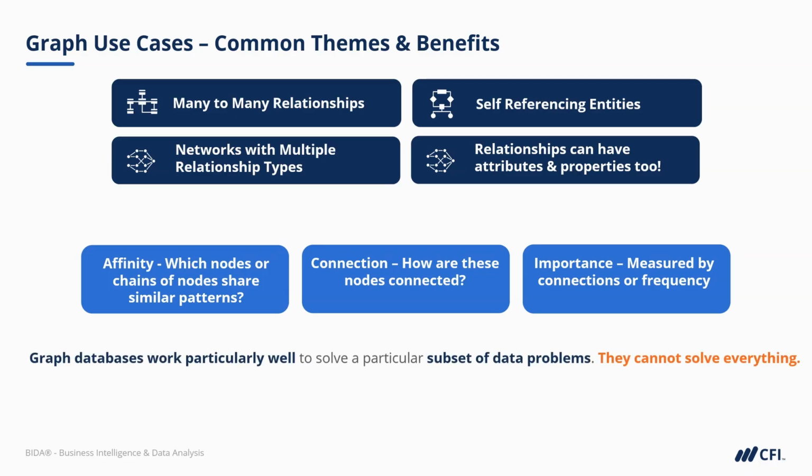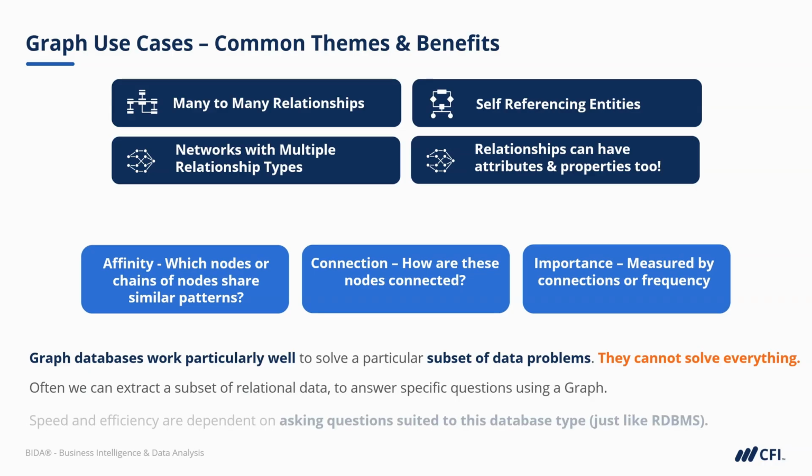So graph databases work particularly well to solve a very specific subset of data problems, but they can't solve everything. Often, graph databases are used with an extract from a relational database to answer maybe a specific question. Speed and efficiency on a graph are dependent on asking questions suited to this database type, but that's no different to a traditional database. The more suited our questions are to it, the better it will perform. So it's about picking the right tool for the task.